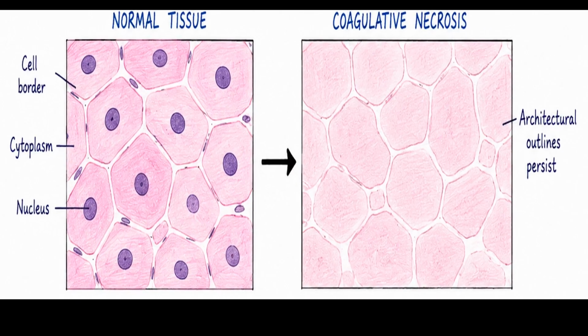Just to double down on what I was saying about coagulative necrosis, it is a type of necrosis where the architectural detail persists, but the nuclear and the cytoplasmic details are lost. If you look at the normal tissue, the architecture is there, that is the outline, the cytoplasmic details are still there, and the nuclear details are still there. But under coagulative necrosis, only the architectural outline persists, and both the nuclear and the cytoplasmic details are lost. So this picture is trying to show you that coagulative necrosis is a type of necrosis where the architectural detail persists and the cytoplasmic and the nuclear details are lost.